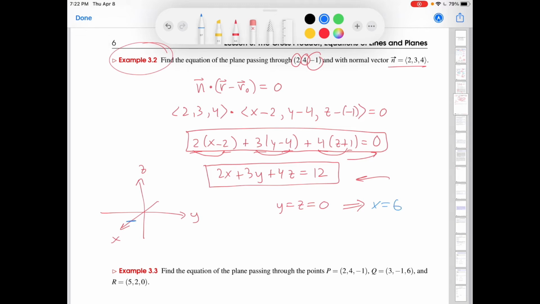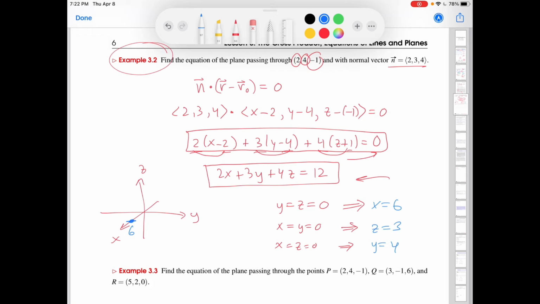So I'm going to go here and just be lazy and pretend that's 6 and put a point. And then I'm going to look at the other intercepts. So how about we do x equals y equals 0. If I get rid of x and y, then I'm just left with 4z equals 12. So z equals 3. Great. And then how about x and z are 0, then I get rid of x and z, and I get 3y equals 12. So y is 4.